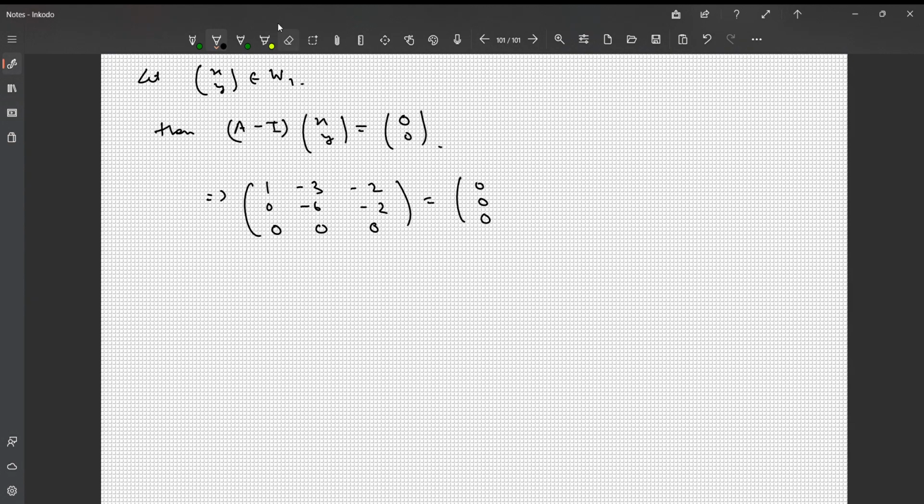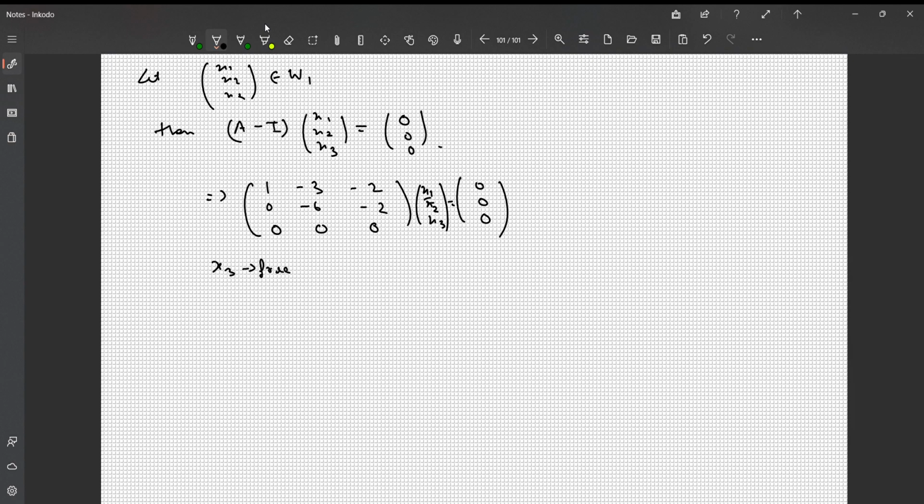Okay, sorry, I've made a mistake. This should be three-dimensional, right? Sorry, so we would need three entries. So (x1, x2, x3) belongs to W1. So here you have the matrix times the vector (x1, x2, x3) equal to 0, right?